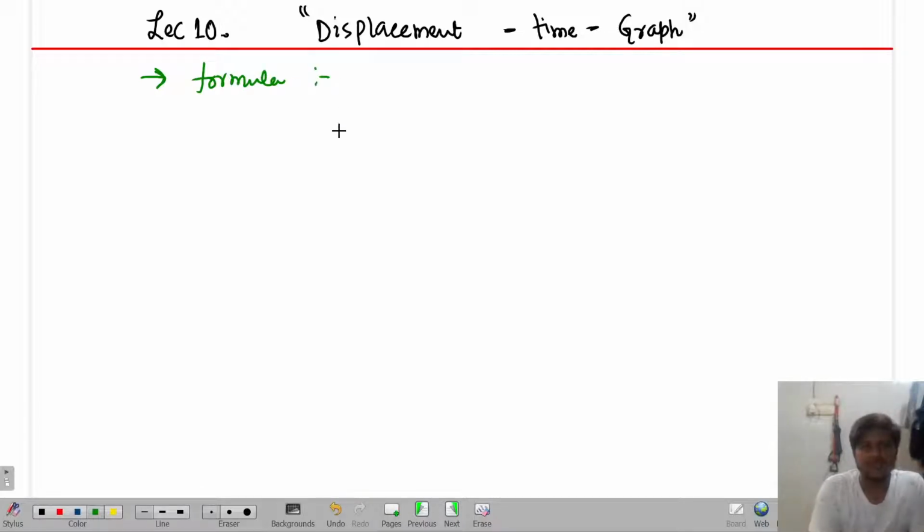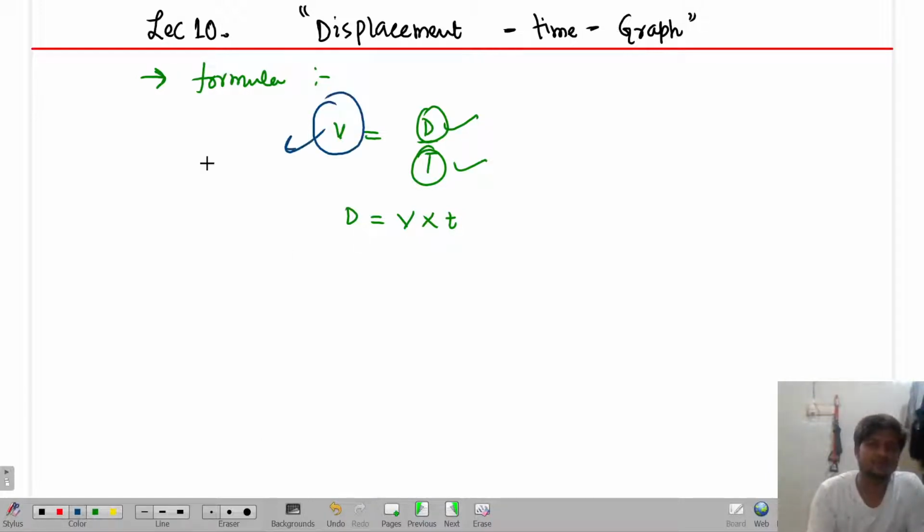Okay, so we know that velocity is equal to displacement by time. Next thing, displacement will be equal to velocity into time. So since I'm drawing a displacement time graph, remember that what will be the resultant answer I will be getting? I'll be getting the answer for the velocity. Are you able to understand me or not?